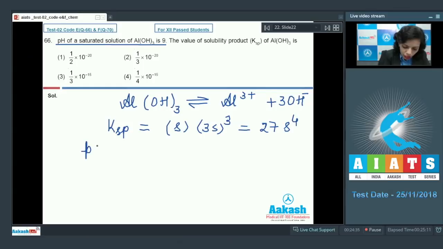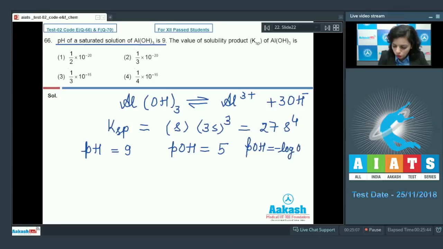We know that if the pH value is 9, then what would be the pOH value? That would be 14 minus 9, and if you subtract 9 from 14, you will obtain 5. And we know that this pOH value is equal to negative log of hydroxide ion concentration. Now, we have the pOH value, and we will solve this for the value of hydroxide ion. The concentration of hydroxide ion would be 10 raised to the power minus 5 molar here. And with the help of this hydroxide ion concentration, we can find out the value S.